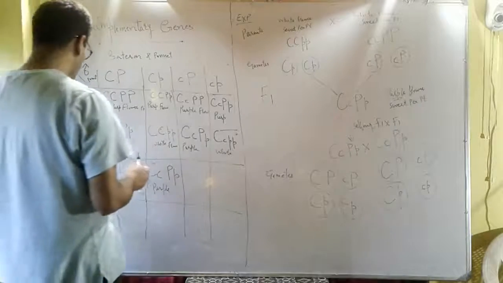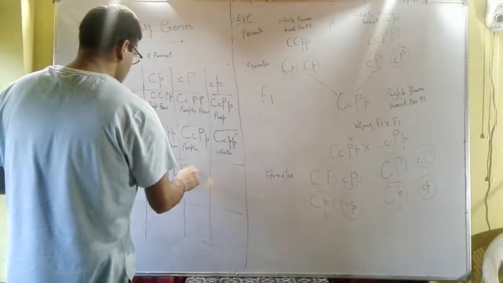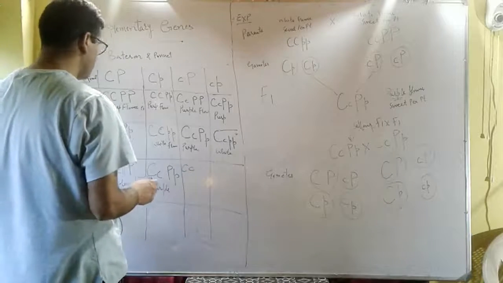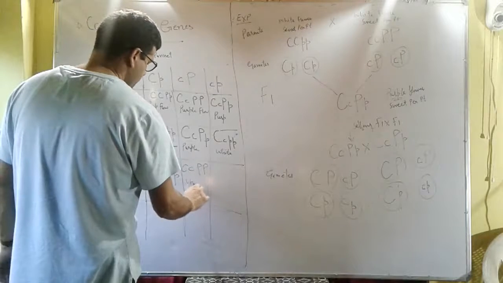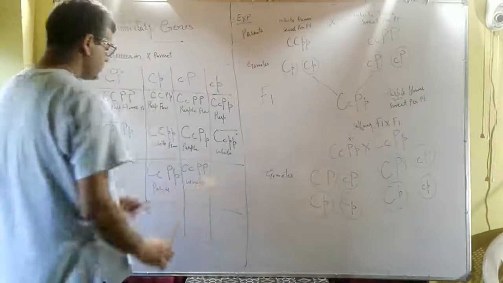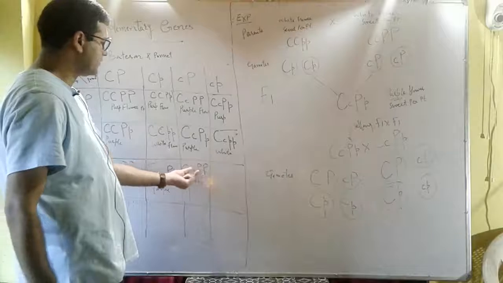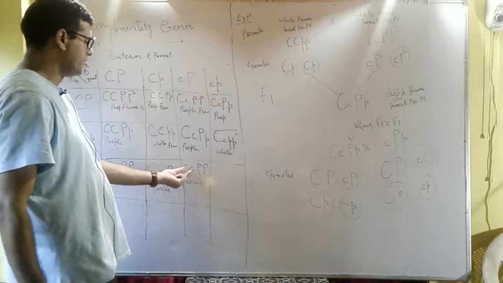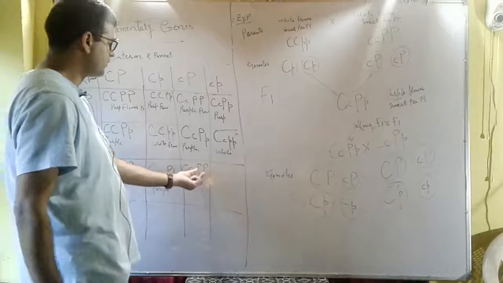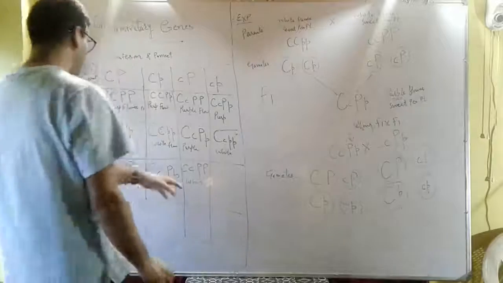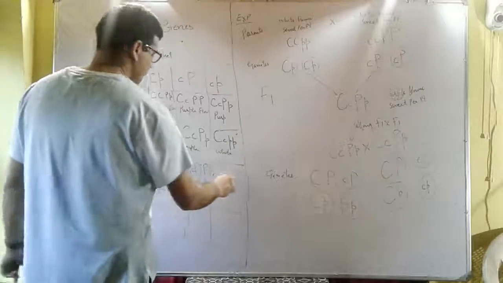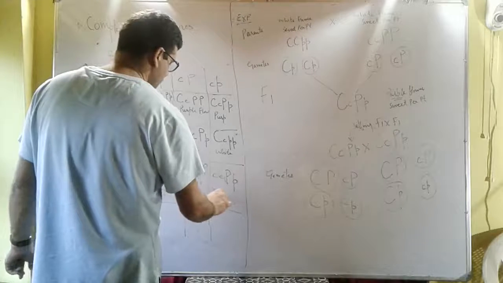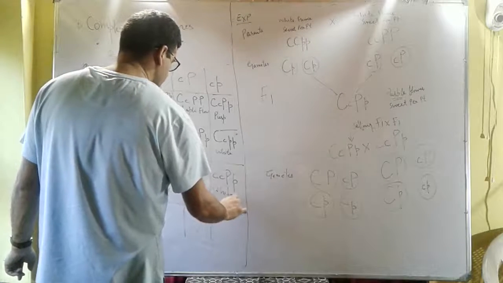Then we have small c and capital P. This is a white flower sweet pea plant, because only one dominant allele is present, another dominant allele is absent. So white flower sweet pea plant. We have small c, then capital P, small p. This is also a white flower sweet pea plant.